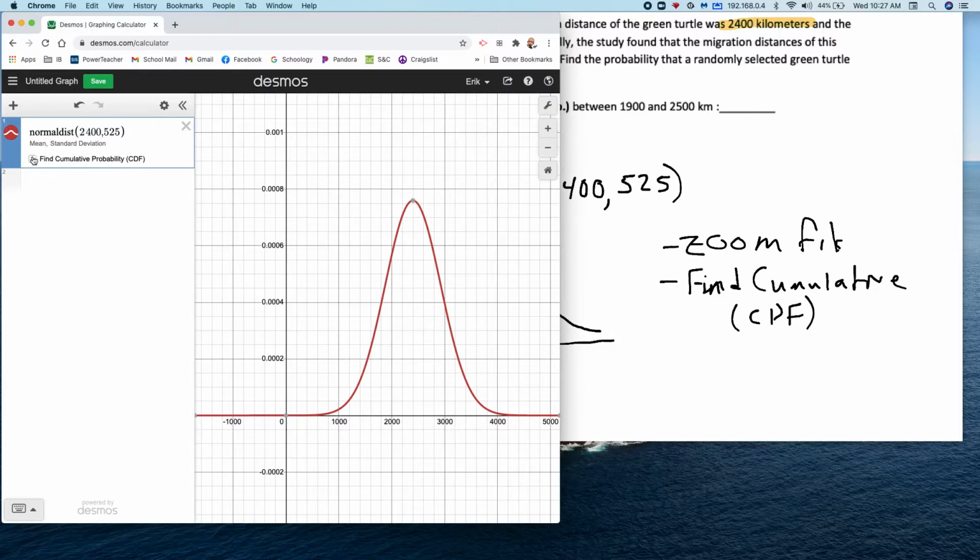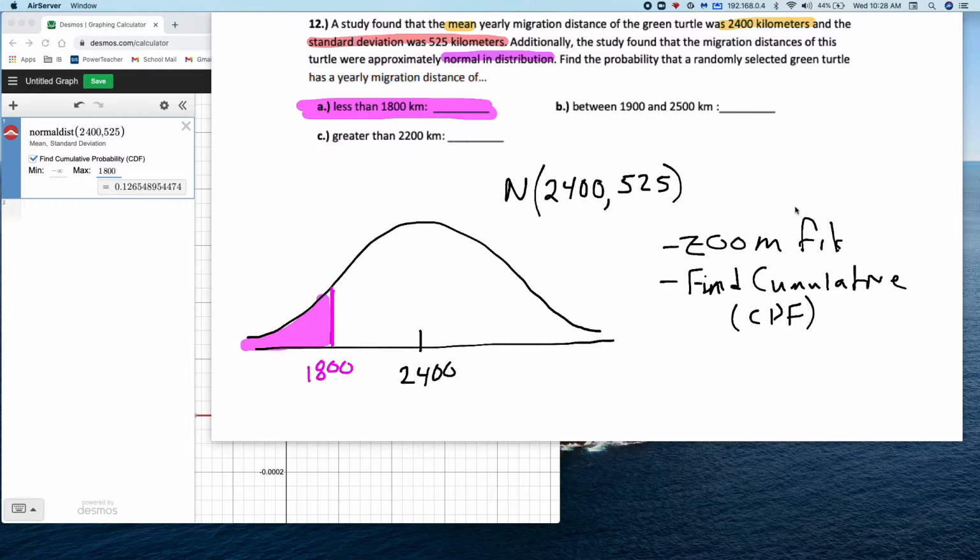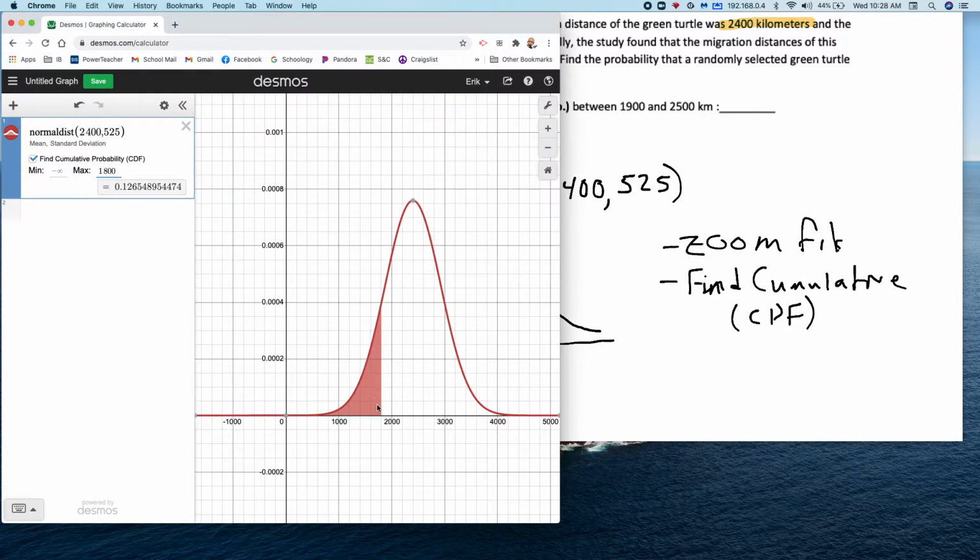So as soon as I click on that, I'll get a range of values. Notice that if you use negative infinity to infinity, the range of values is everything and the probability is 1. That makes sense because everything is under this curve. Well, if I make the max 1800, notice that it does exactly what I thought it would do. It highlights that part that's 1800 and further down.